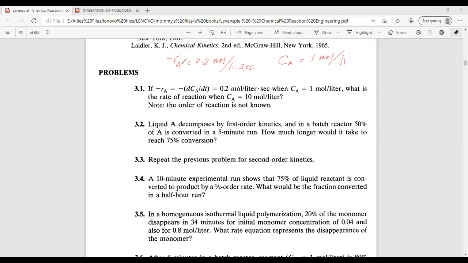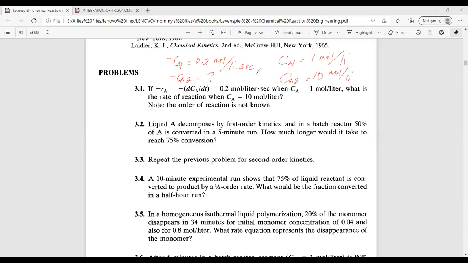So meaning, let's say we'll have this as R sub A1, and this is C sub A1. This is your first set of data. So the requirement is asking you for the rate. I will label it as R sub A2 when the concentration this time is 10 moles per liter. Now, the order of the reaction is not given. So how will you solve this particular problem? Or how will you find what is being asked, which is the rate at the concentration of 10 moles per liter?